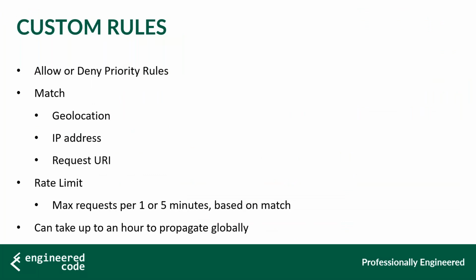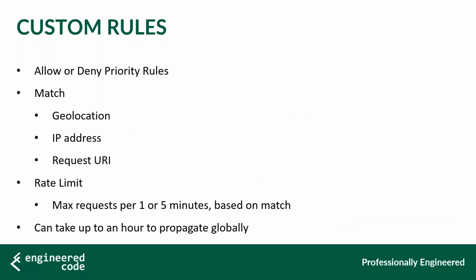Now, in terms of custom rules, custom rules allow you to do some stuff that's very specific, and it works on the priority of your rules, and each rule will either allow or deny based on whatever you set in terms of the match. So in terms of matching, you can match based on geolocation, which allows you to select which countries you want to allow or deny.